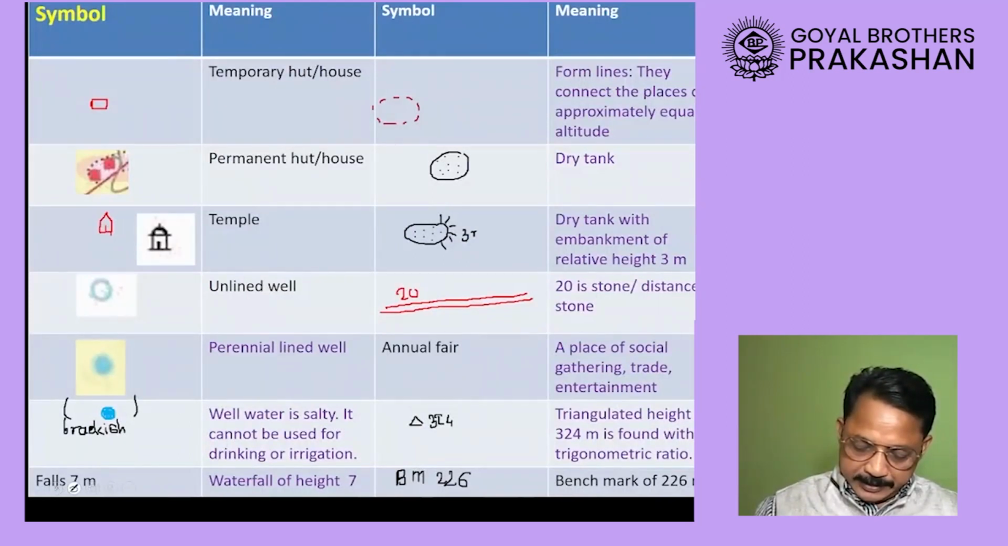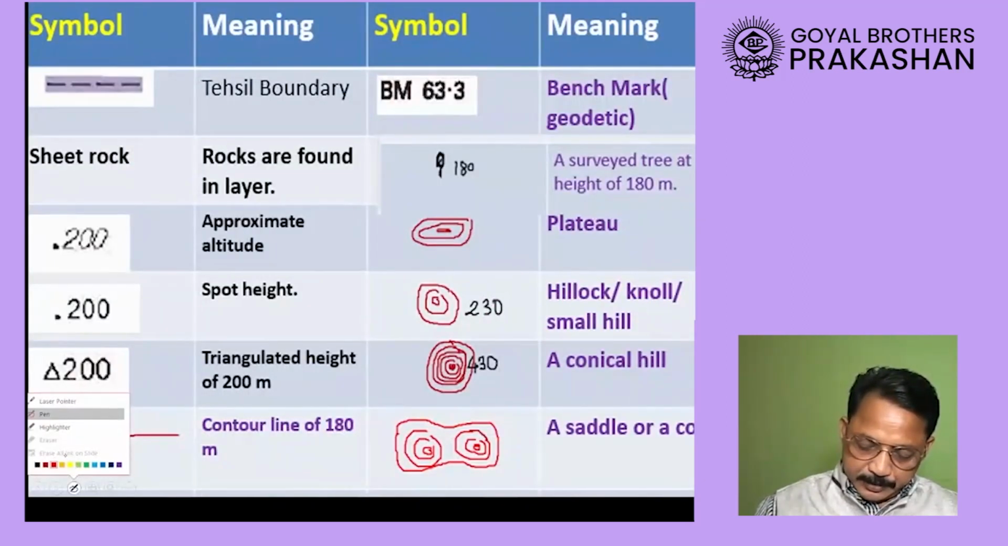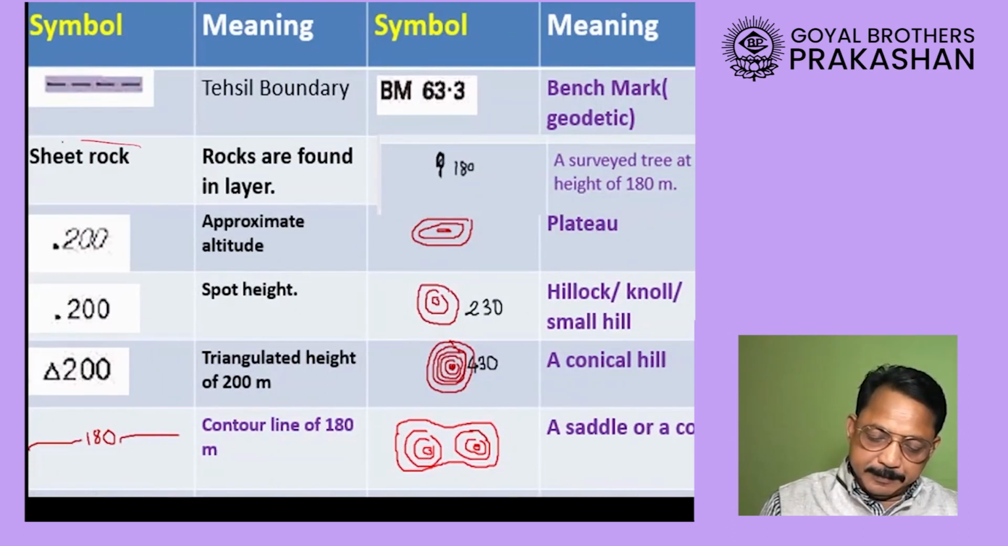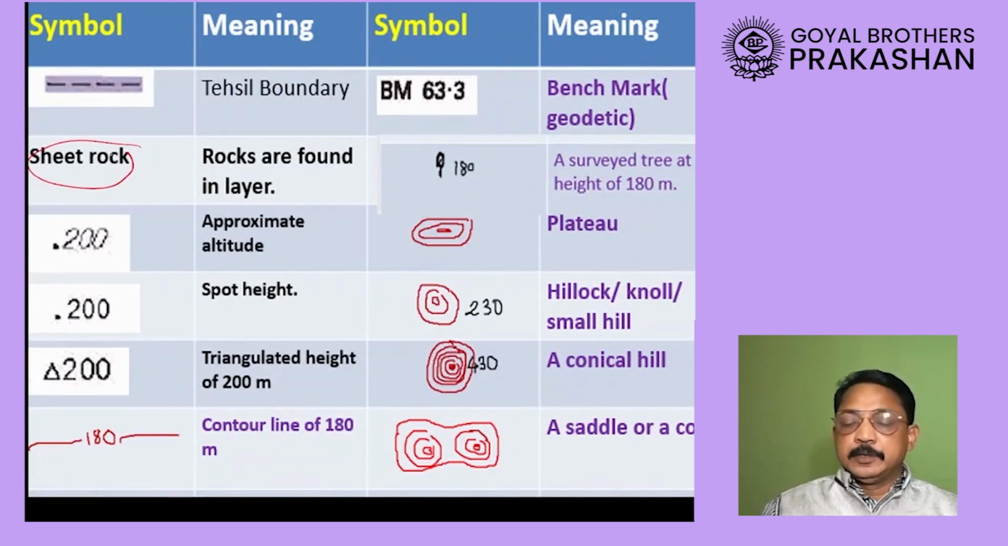Besides Tehsil boundary, there are many other symbols, such as you see here, the name is written sheet rock. These words will be already printed on a map, dear students, and whenever the rocks are found in layers, the term used there will be sheet rock.